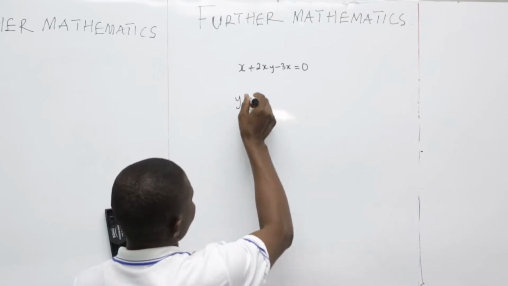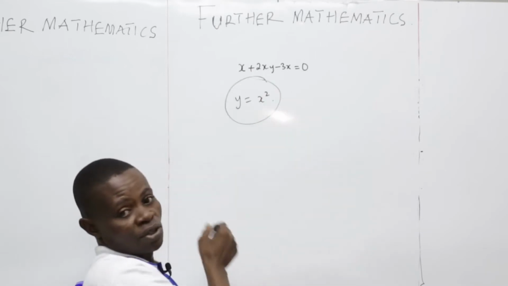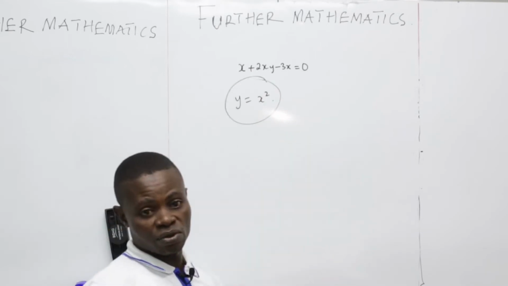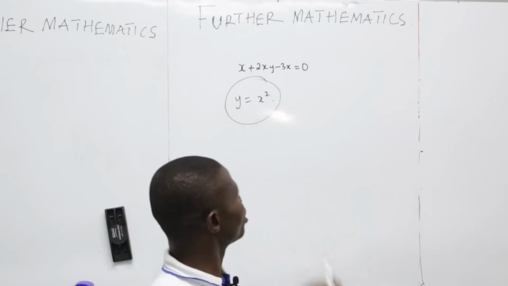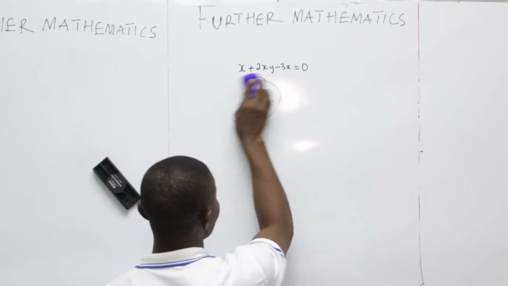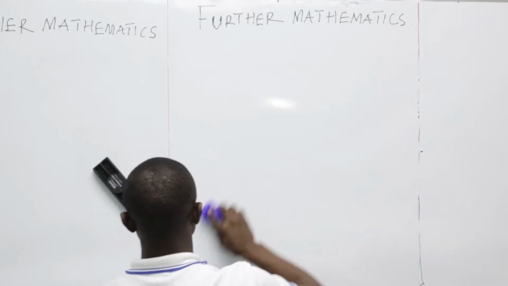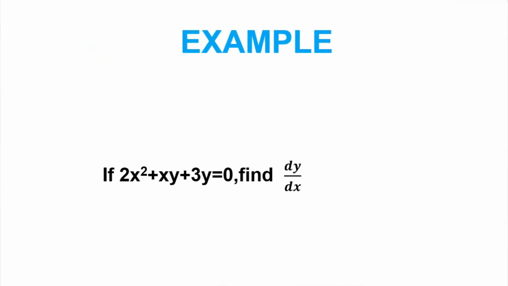Unlike when you say y equals x squared. This is not an implicit function because y is made to be a function. y is a function of what? x squared. But in this case, it's not a function of x alone, instead y is involved in the process. So, example one. If 2x squared plus xy plus 3y equals 0, find dy/dx. This is an implicit differentiation.